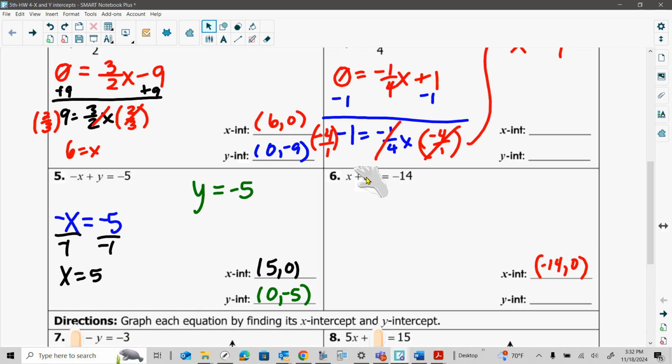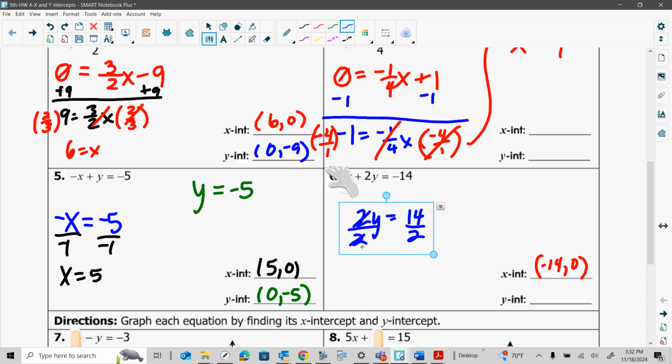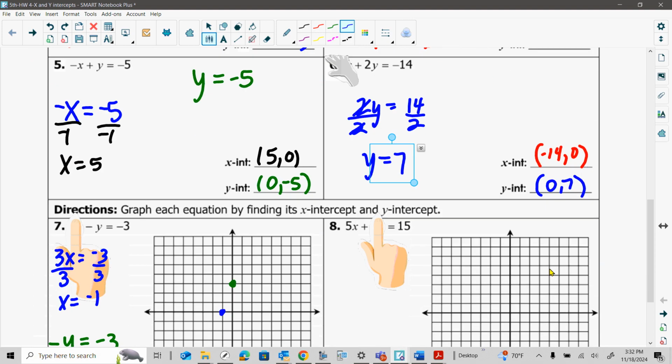And then you have to cover up the other variable. So I'm covering up the x here, and now this reads 2y equals 14. Now we're solving for y. Divide both sides by 2, so the 2 gets canceled. y equals 7, so (0, 7). So you just use your finger, cover it up, and then solve it.